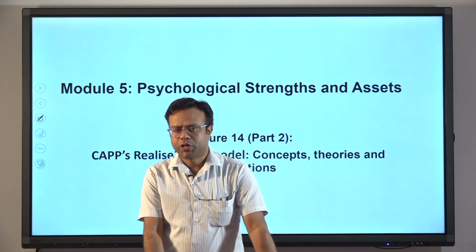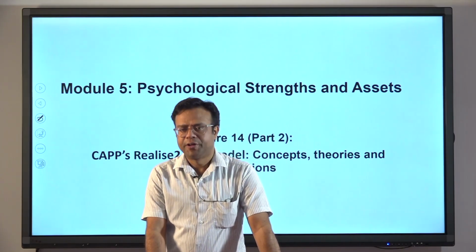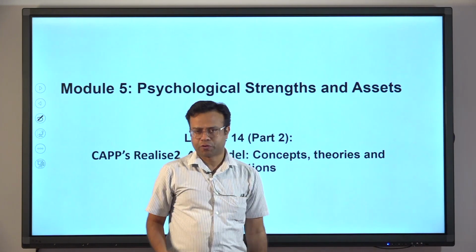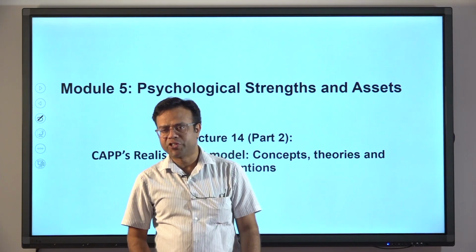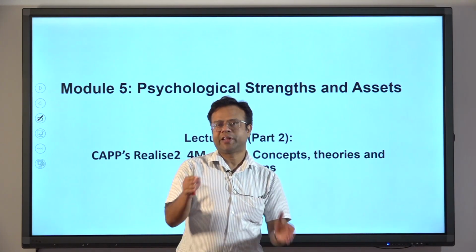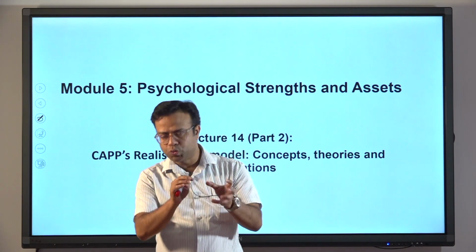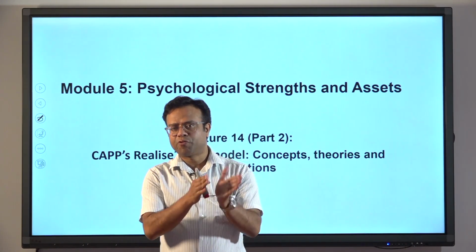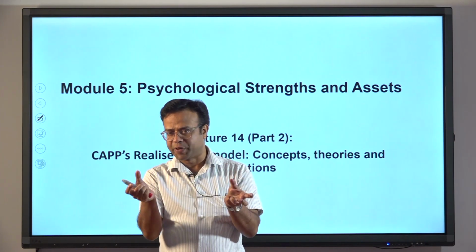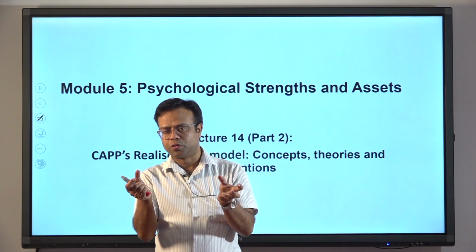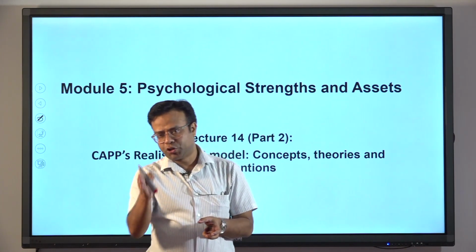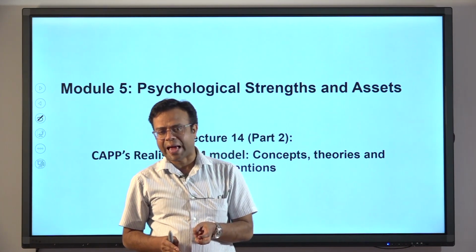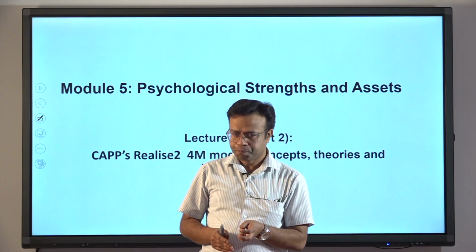So I welcome you all to module 5 of the course Applied Positive Psychology. In module 5 we are talking about psychological strength and assets. This is lecture number 14, part 2. In lecture 14 we are talking about different strength perspectives. In part 1 we talked about the Gallup Strengths Finder. In part 2 of this lecture we will be talking about CAPP's Realise2 4M model.